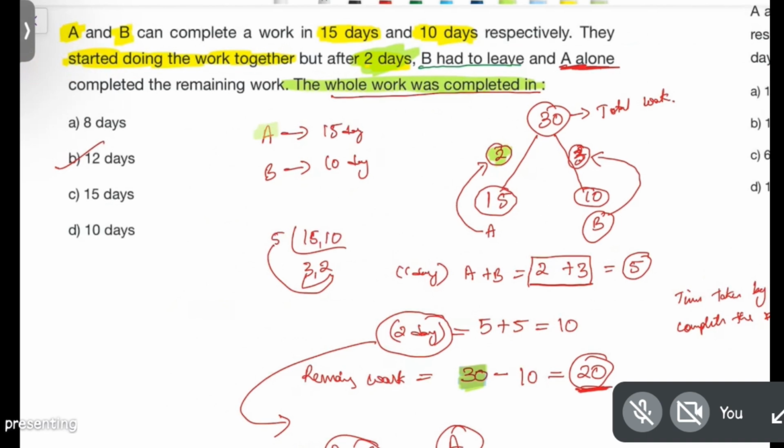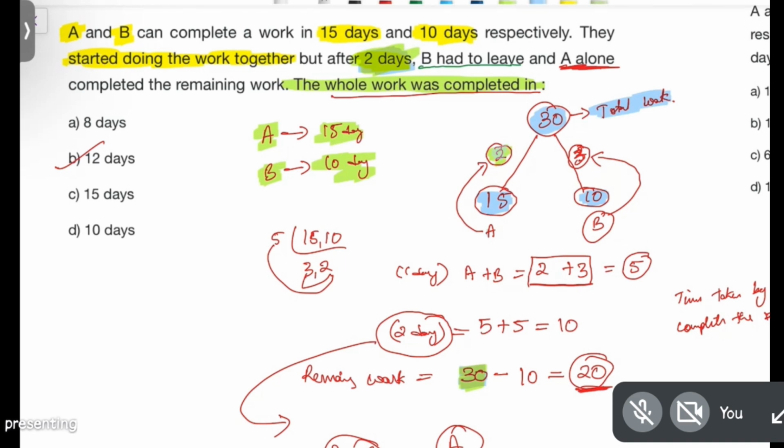A is taking 15 days to finish the work and B is taking 10 days to finish the work. The question says they started working, but after 2 days, B had to leave. That means B worked only for 2 days. That's to keep in mind. Now, A is taking 15 days, B is taking 10 days. So their LCM is 30, which is nothing but our total work.